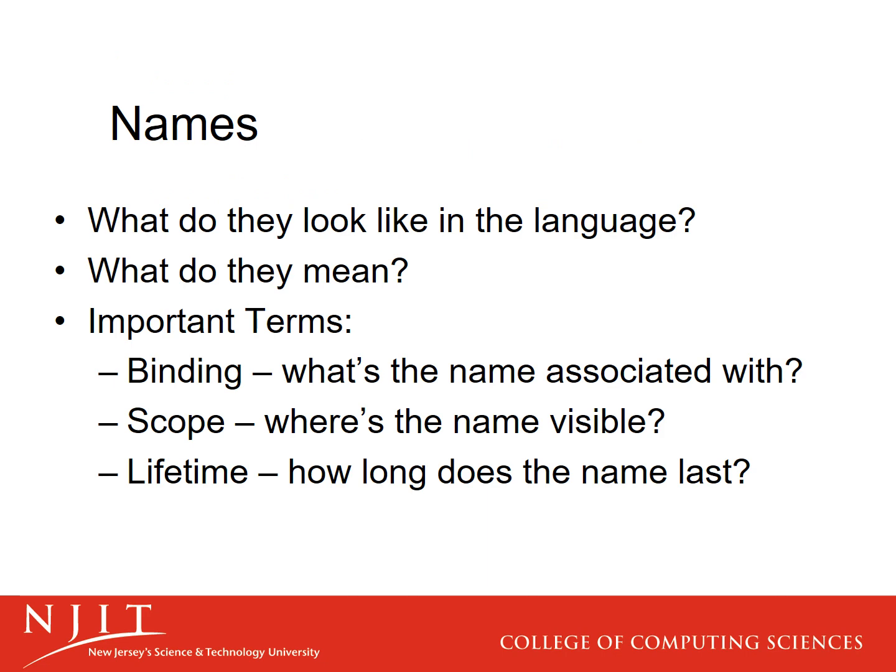So to talk about names, we talk about what they look like in the language and what they actually mean. In this conversation, we're going to use three terms. We're going to talk about bindings, scope, and lifetime. Bindings is a statement about the various properties that might be associated with a name, what those properties are, what those properties mean, and when those associations are made. We'll also talk about the scope of a name. Where is the name visible? And we'll talk about the lifetime. How long does the name last, and how long do the various bindings associated with names last?